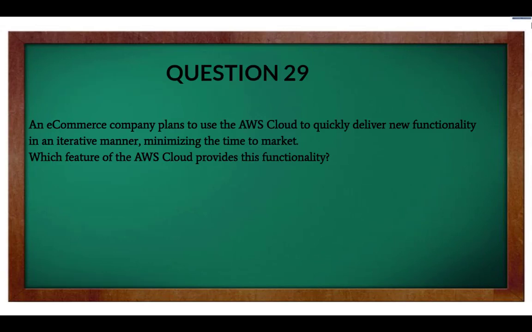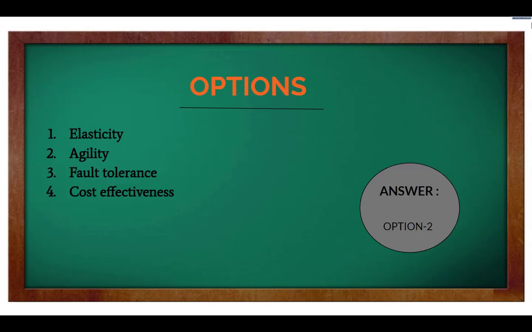Question 29. An e-commerce company plans to use the AWS cloud to quickly deliver new functionality in an iterative manner, minimizing the time to market. Which feature of the AWS cloud provides this functionality? Now here are the options. Option 1. Elasticity. Option 2. Agility. Option 3. Fault tolerance. Option 4. Cost effectiveness. And the right answer is Option 2.